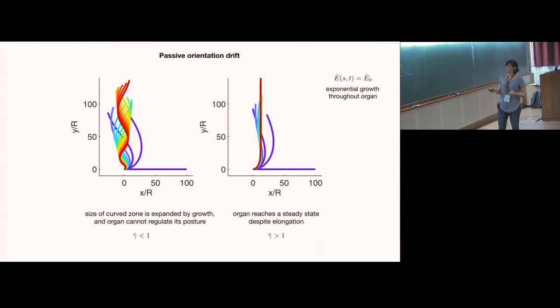Okay, so this is one thing, and I'll just show you here, these are simulations. This is for a simulation with gamma smaller than 1, so the size of the curved zone is expanded by growth. This is just what we mentioned before, and the organ cannot regulate its posture. It's constantly trying to fix the mistake of this passive drift, and that's why you have these oscillations. Even if we're using betas and gammas that in the previous model, when there was no growth, were fine, and you could reach the steady state just fine, because of this drift in this regime, it's not able to regulate its movement. Whilst here, you can see that it does it just fine.